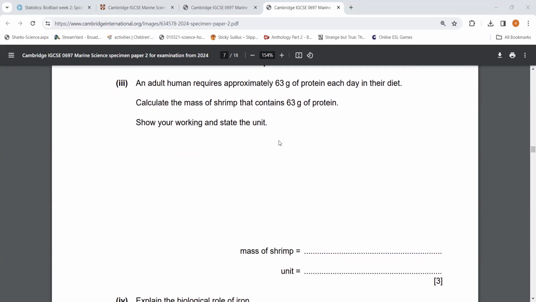Okay, so we have a different type of command word here because we've got calculate. That's our command word. An adult human requires approximately 63 grams of protein each day in their diet. Calculate the mass of shrimp that contains 63 grams of protein. Show your working and state the unit.